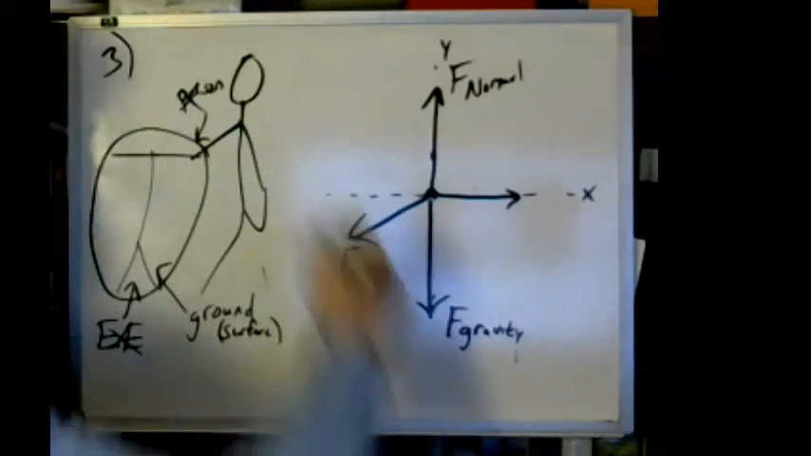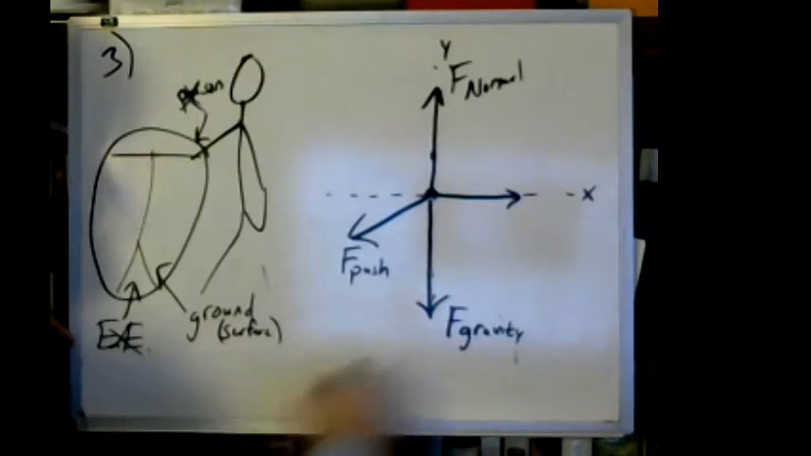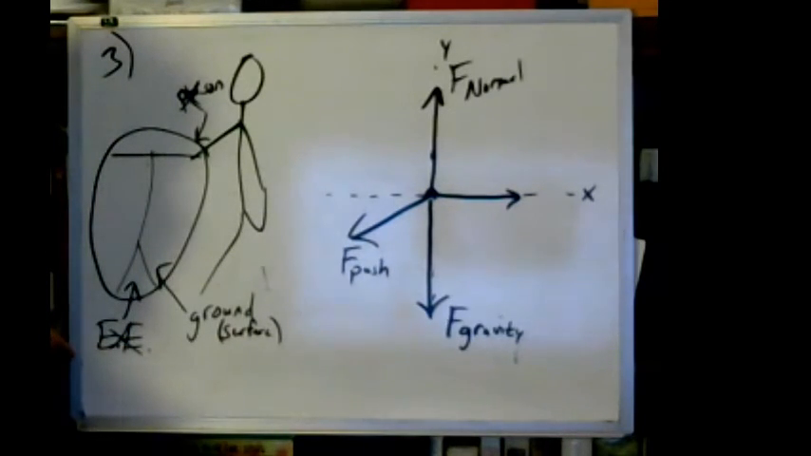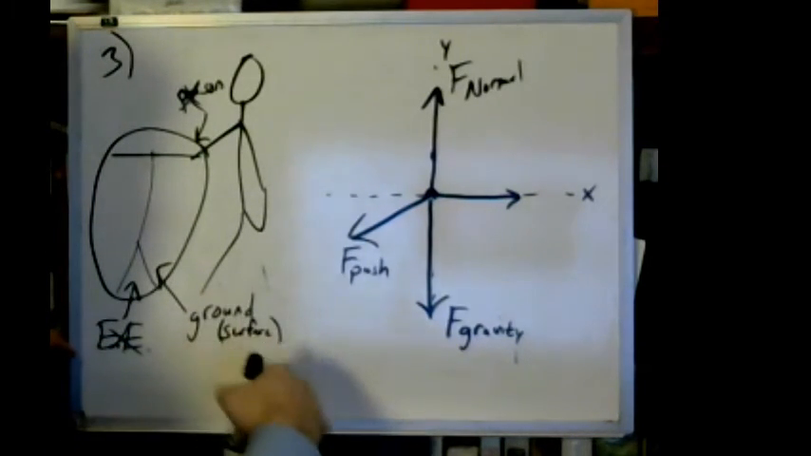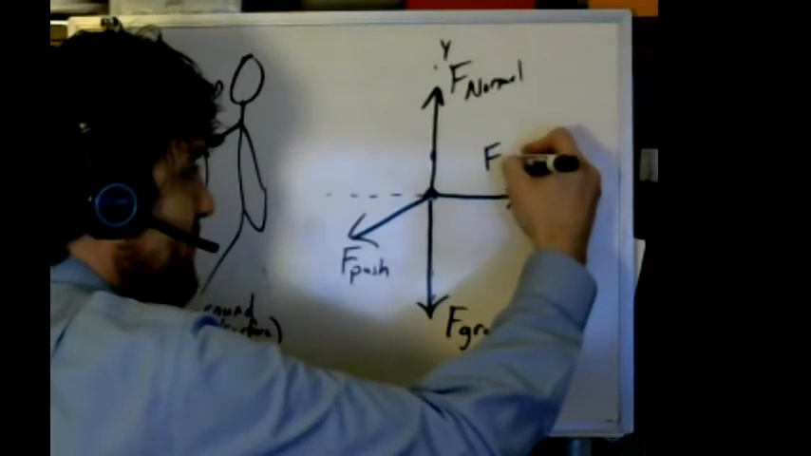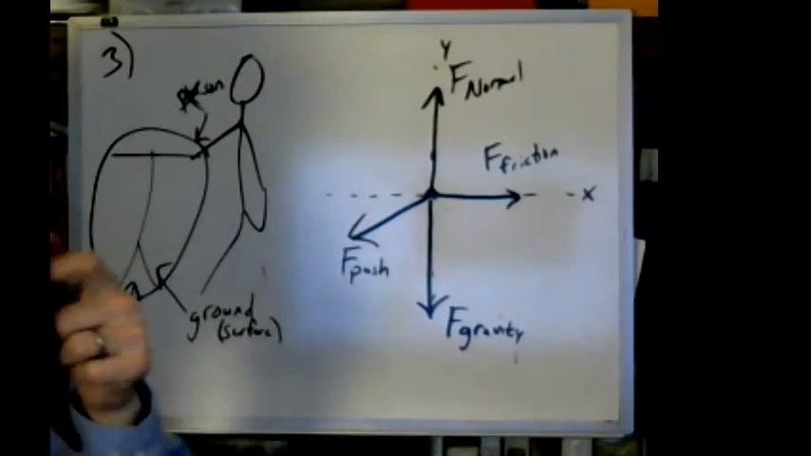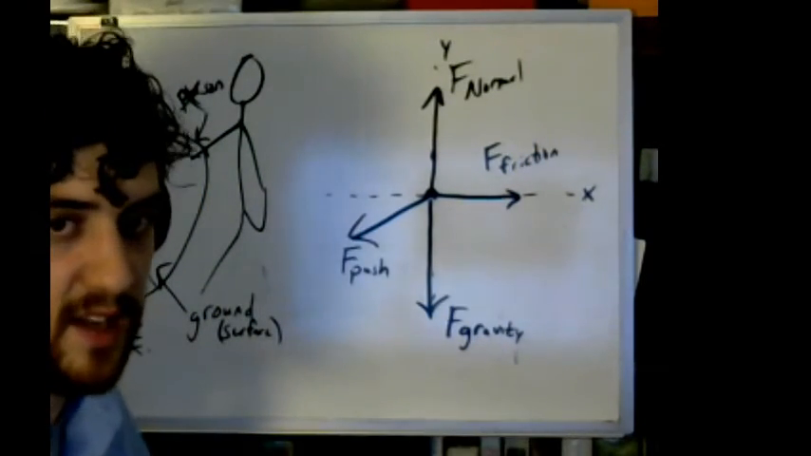What is causing it? Well, it's not the person. We've already accounted for that. It's not the Earth. We've already accounted for that. The only thing left is that this is a force by the surface. We've already put in the normal force, so the only thing left is this frictional force. That is the only force left to us, so it must be it.